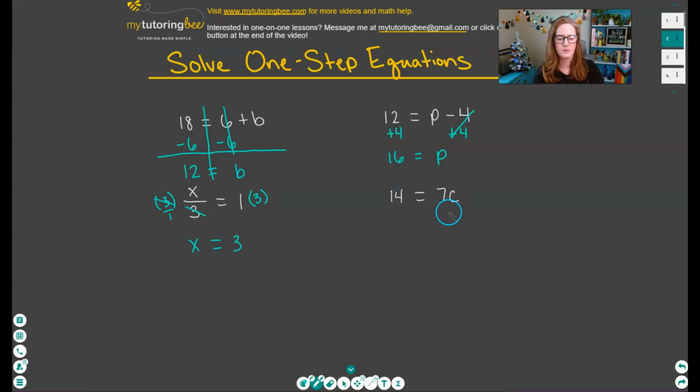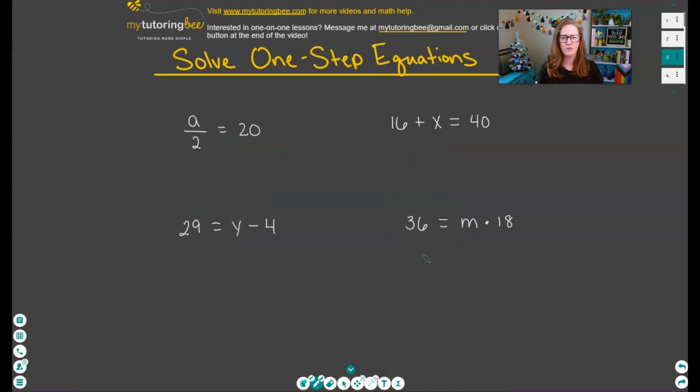All right, and then the last one on this page, we've got that coefficient and the variable put together, so that means they're being multiplied. So c is being multiplied times 7. What do we do to undo that multiplication? We're going to divide, and we're choosing 7 because that 7 is going to cancel out with this 7. So we've got c equals, and then 14 divided by 7 is 2.